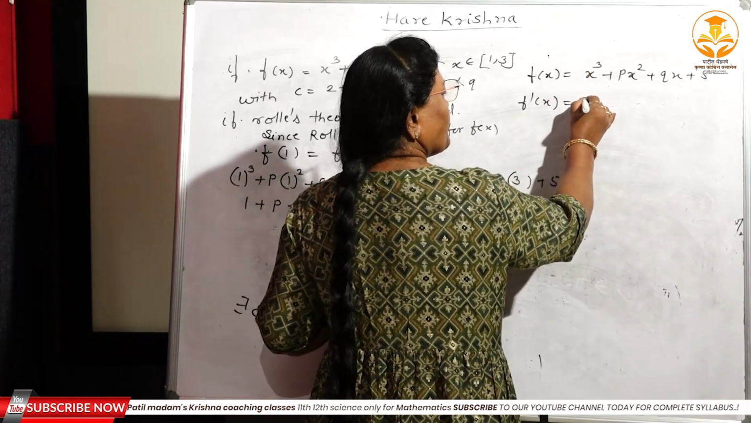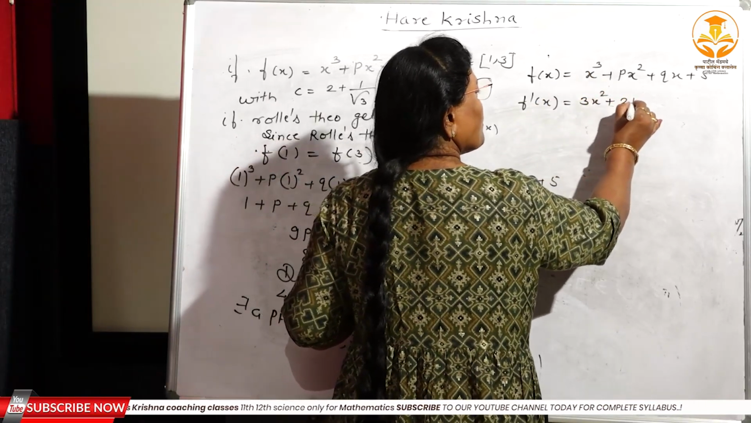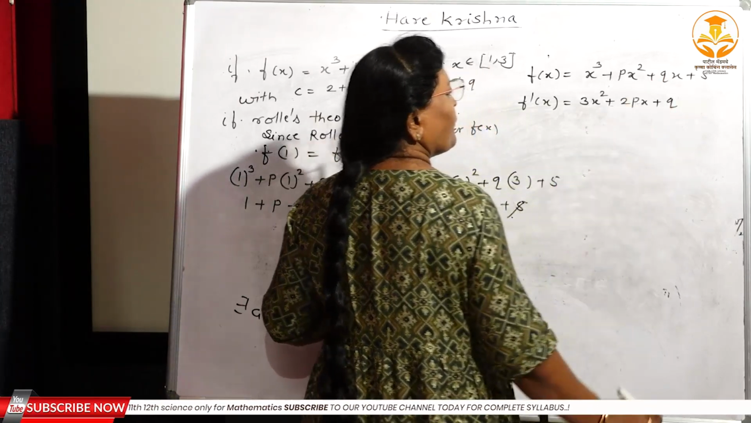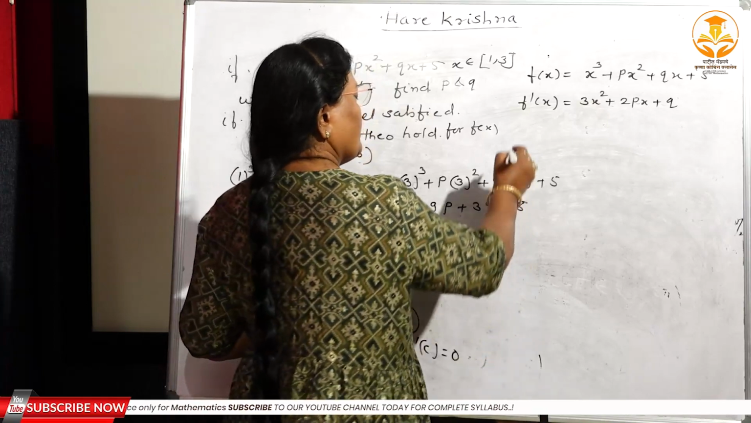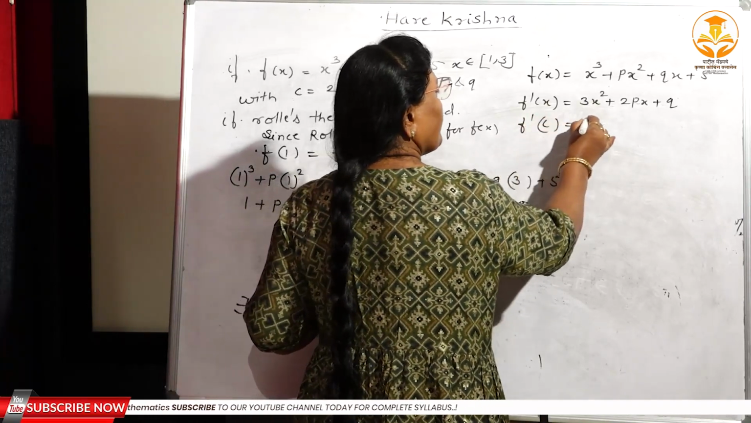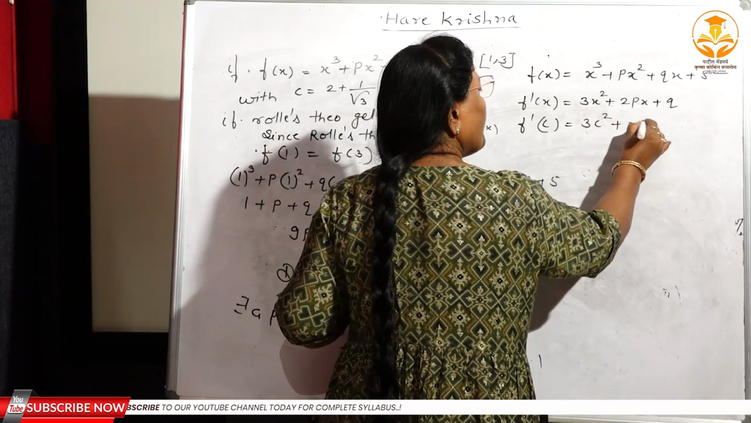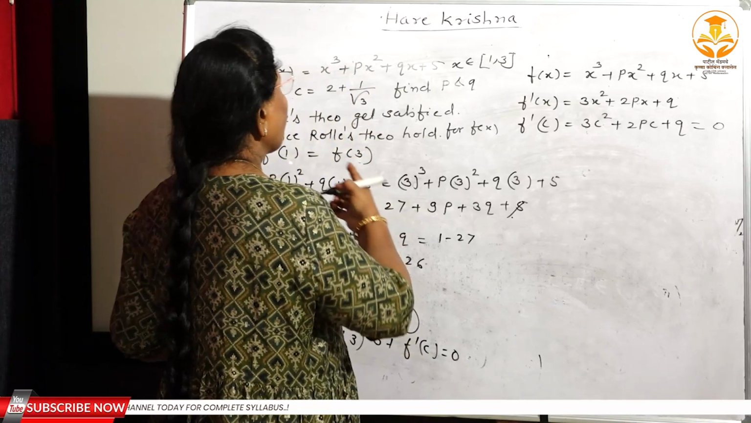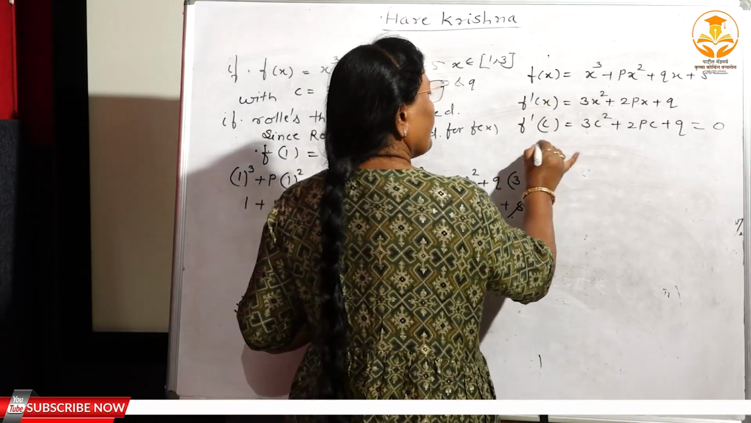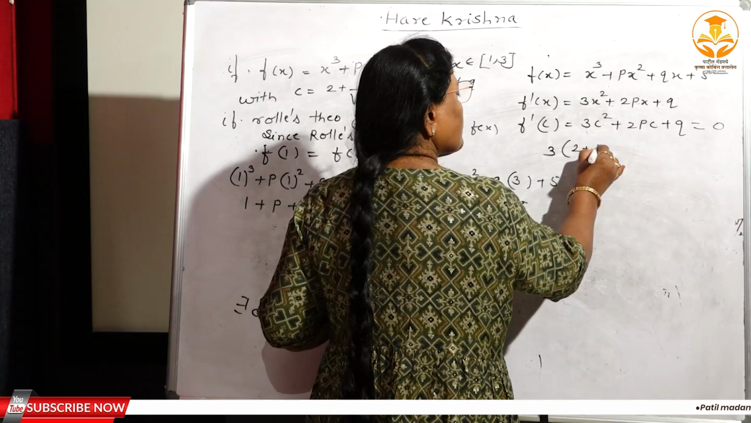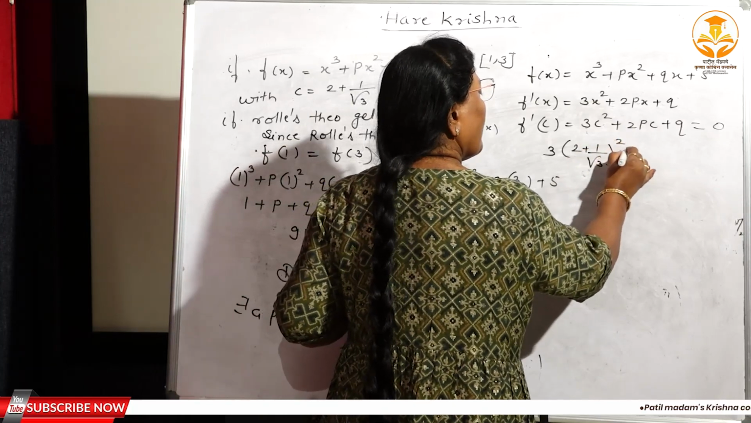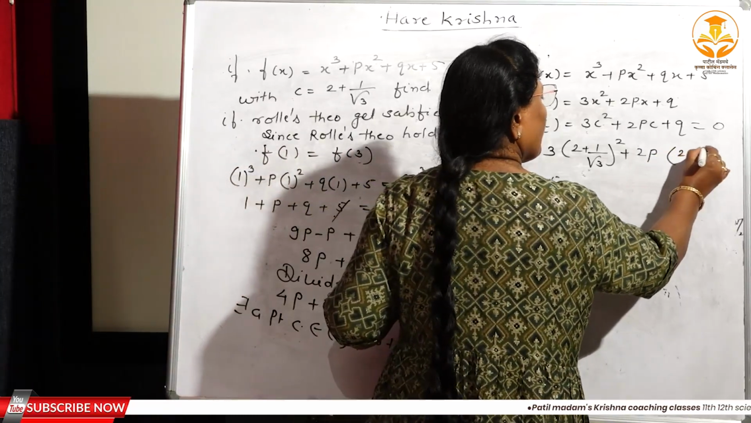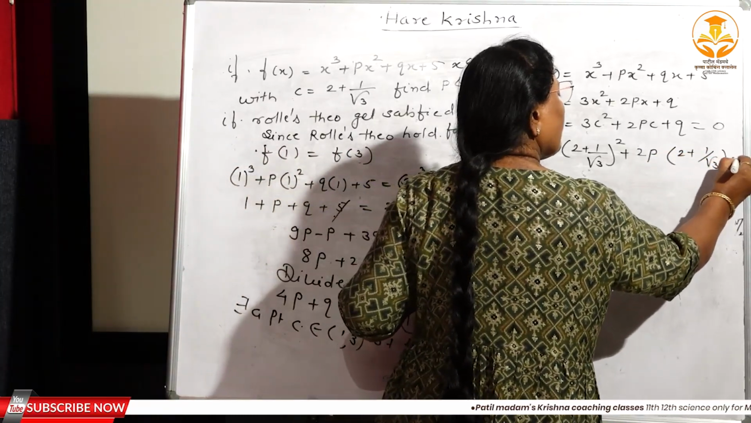The derivative of x cube is 3x square, that is 2px. Again, the derivative of qx is q, and the derivative of 5 is always equal to 0. Therefore, f dash c is equal to 3c square plus 2pc plus q, and it is always equal to 0. Right? Now they have given the value of c, that is 2 plus 1 by root 3. Here c they have given as (2 plus 1 by root 3) whole square. Again 2, p remains as it is. They have given the value of c, that is 2 plus 1 by root 3, plus q, it is equal to 0, isn't it?